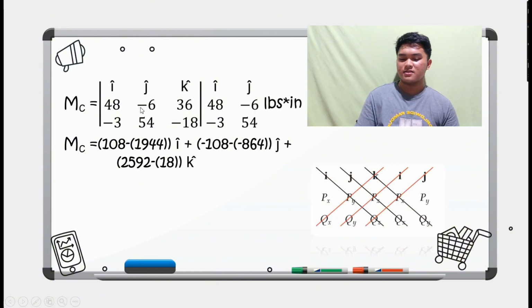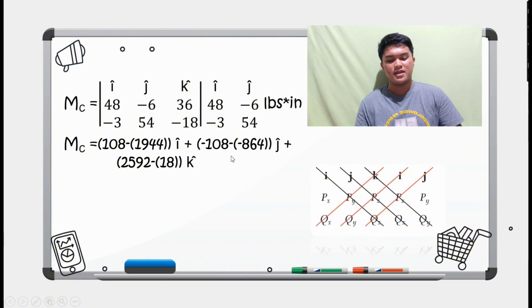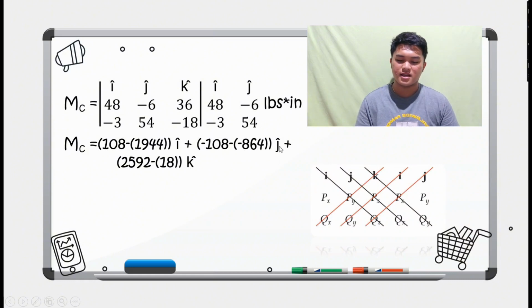In the i hat we get this; in the j hat we get negative 108. How do we get negative 108? In the j hat we also multiply diagonally. So j hat is equal to 36 times negative 3. We get negative 108 j hat minus negative 18 times 48 times j hat. So we get negative 864 j hat. If we factor out j hat, we will get this equation: negative 108 minus negative 864.